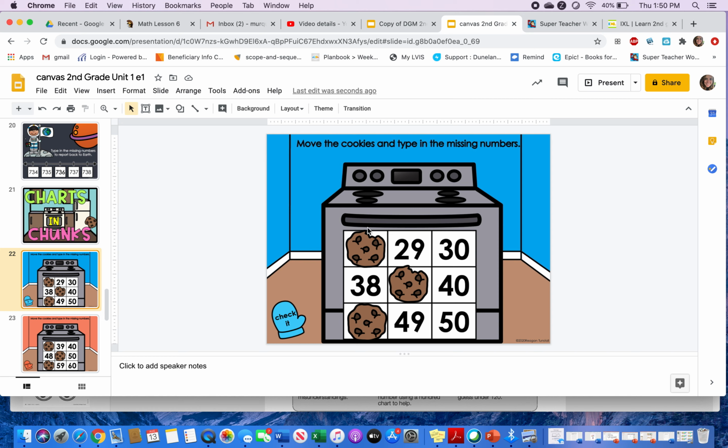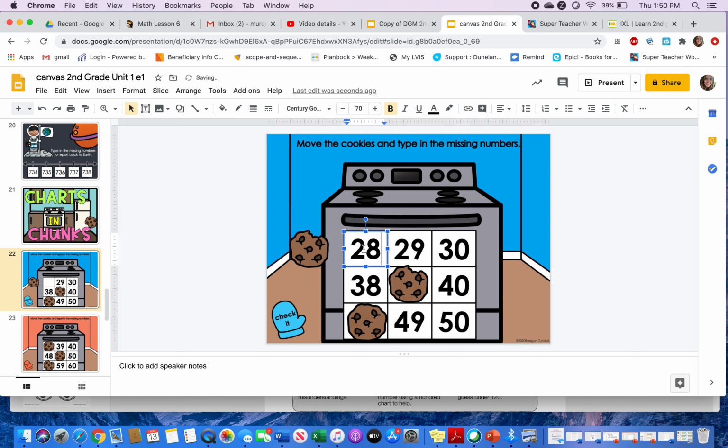So what would be one less than 29? If you have a 100 chart, it would be great to get that out. It'll definitely help you if you need it. Let's see. One less would be, can you say your answer? It would be 28. Nice job.